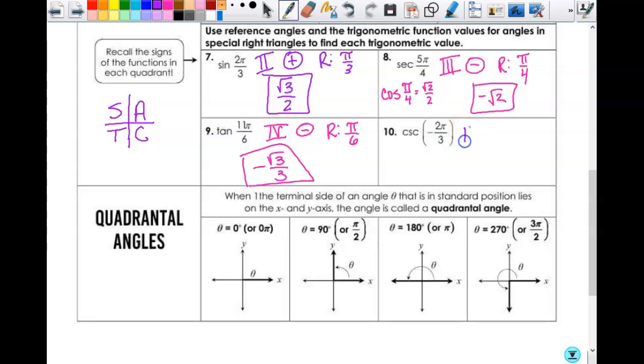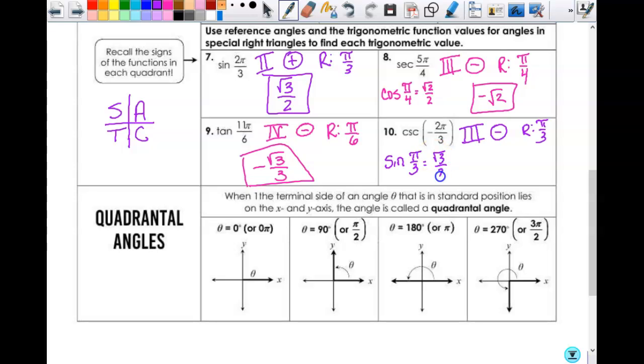Third. We're in the third quadrant. Okay. Cosecant is the reciprocal of what? Sine. In the third quadrant, is sine positive or negative? Negative. And then my reference angle is pi thirds. So I really need the sine of pi thirds. Okay, so what's the sine of pi thirds? Square root of 3 over 2.